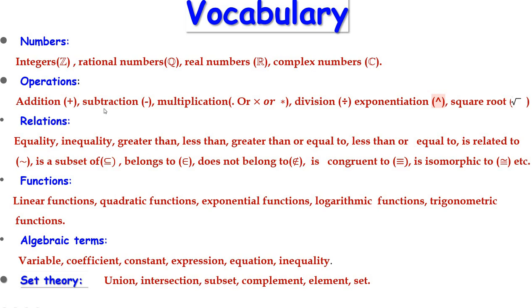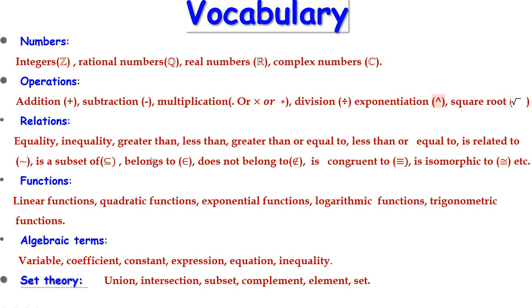Now, the operations: addition, subtraction, multiplication, in some cases we'll be using dot, in some cases this cross, star, or even composition of mappings, that small circle, all that we'll be using. Of course, exponentiation, square root, and so on. Now, relations, as far as relations are concerned, equality. So, when you say that a number is equal to another number, or a term is equal to another term, that equality symbol that you use. And inequality, when they are not the same, you use inequality.